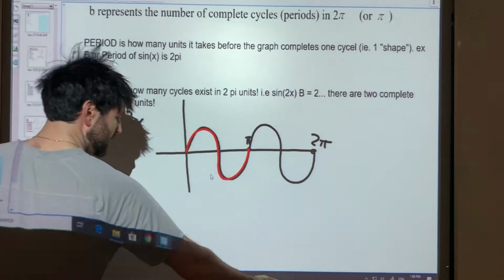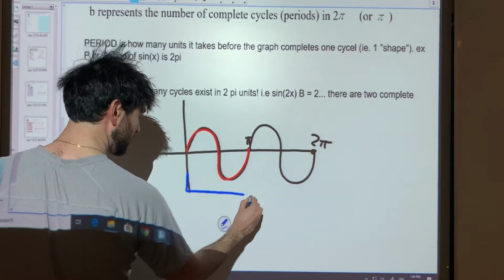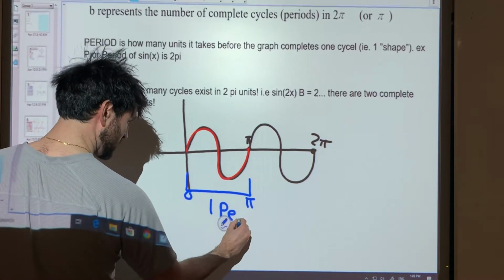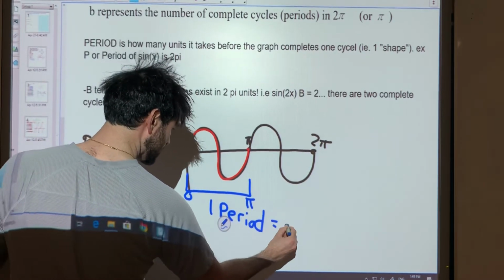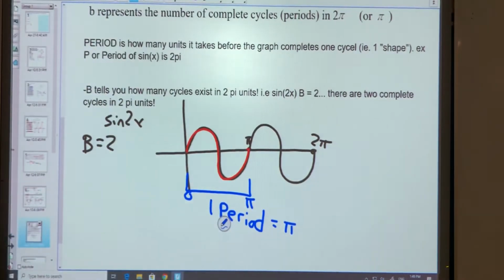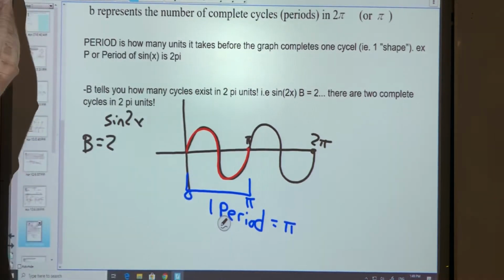The period tells us how long for one cycle to complete. So if you look from here to here, starting at 0 going to pi, that's 1 period, and it's equal to pi. So it only took pi units to do 1 period. There it is with this one picture. I hope you understand. And we're going to go do a couple more questions.